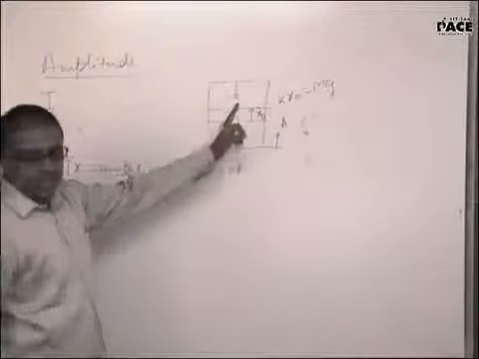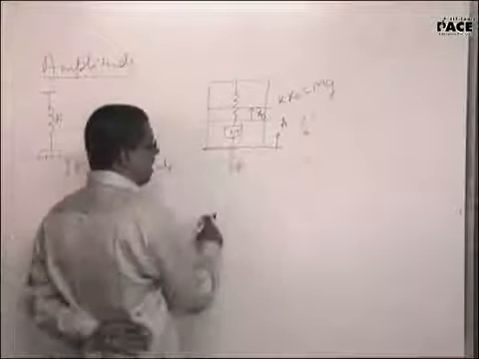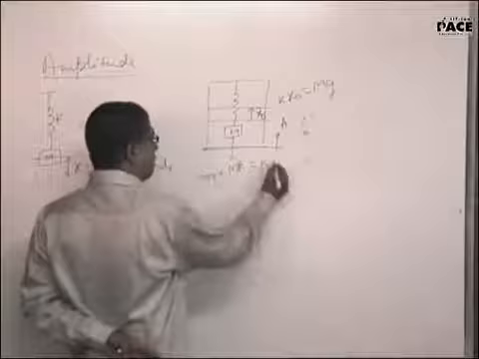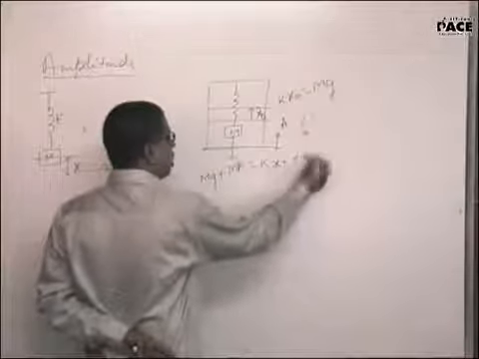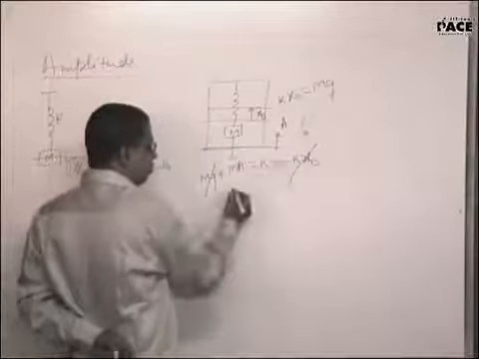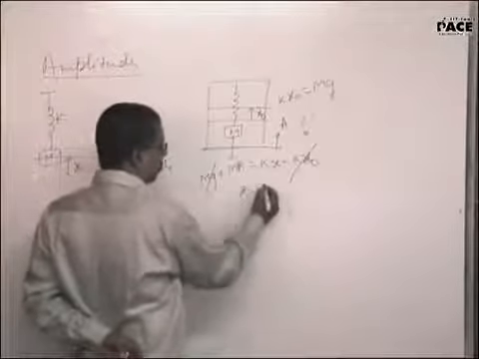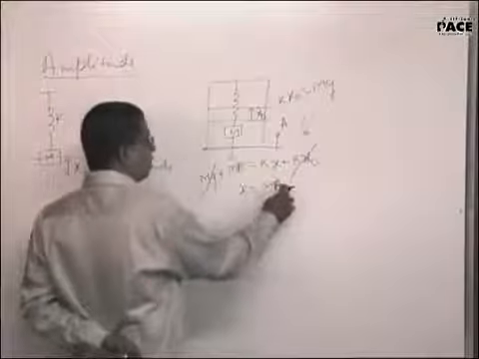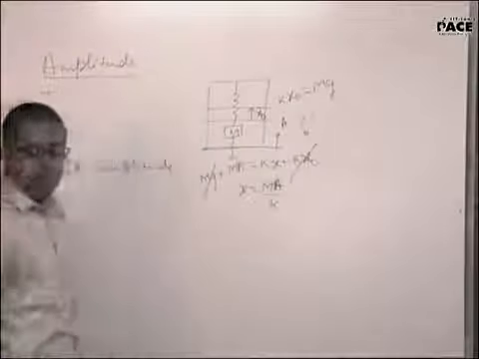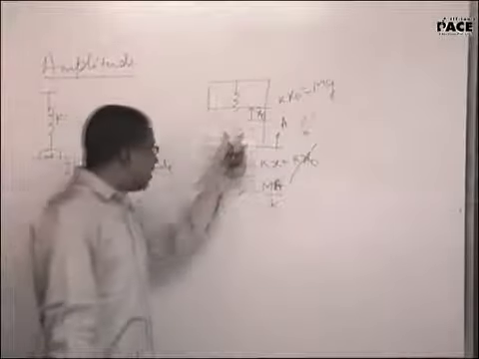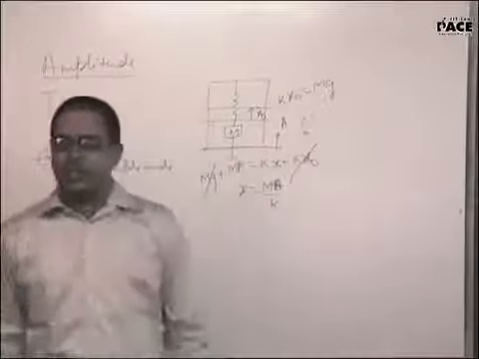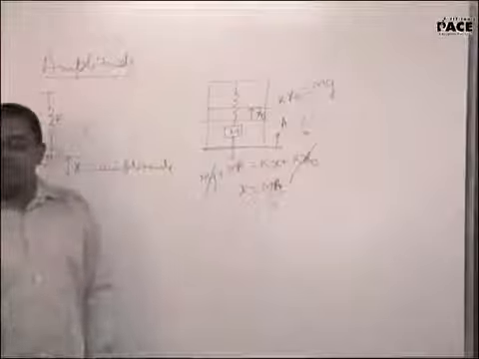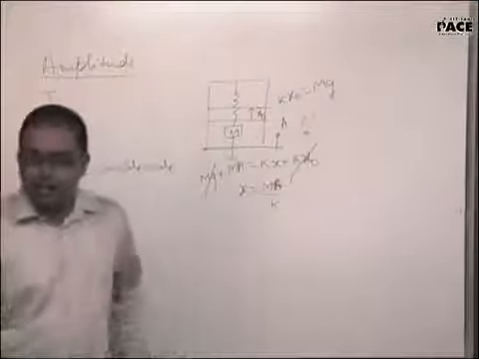But by further accelerating upwards, a pseudo force of ma will act, so ma plus mg is kx plus kx naught. Kx naught and mg will go. So x will be equal to ma by k, where a is the acceleration of the frame. So it is an indirect means of actually pulling the mass in the downward direction and releasing.